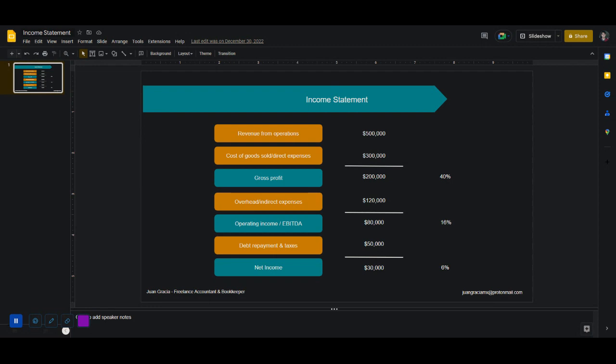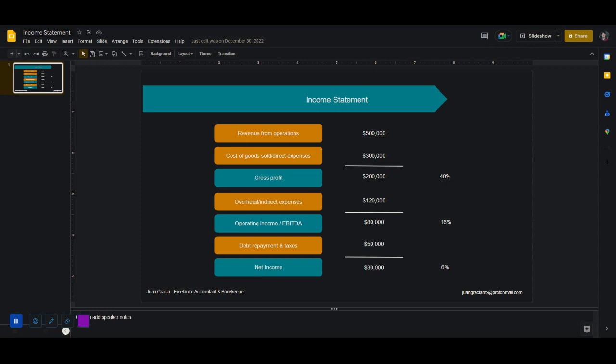If you're selling physical products, it's going to be the sale of those products. If you're selling a service, it's going to be the sale of those services. So it's the core business operations, all of the sales. Then we're going to have the cost of goods sold or the direct expenses. I think the name is very self-explanatory. Everything that is strictly related and that you can identify in the end product that you're selling, that is a direct expense.